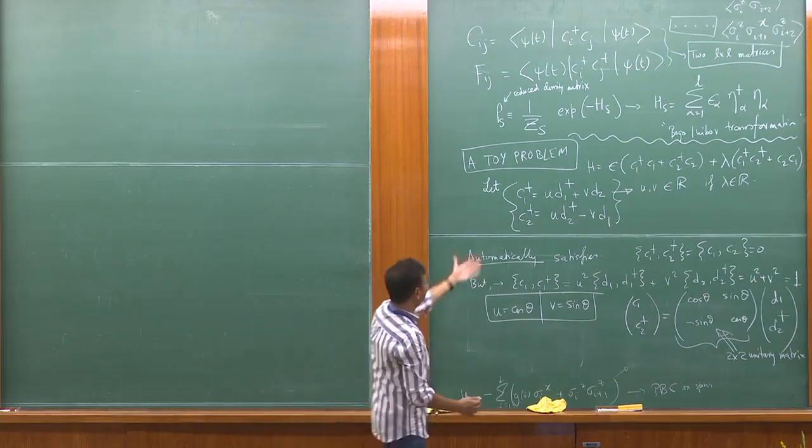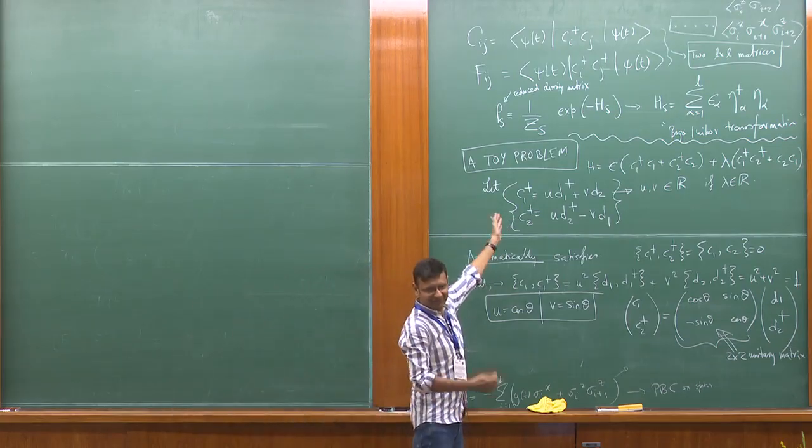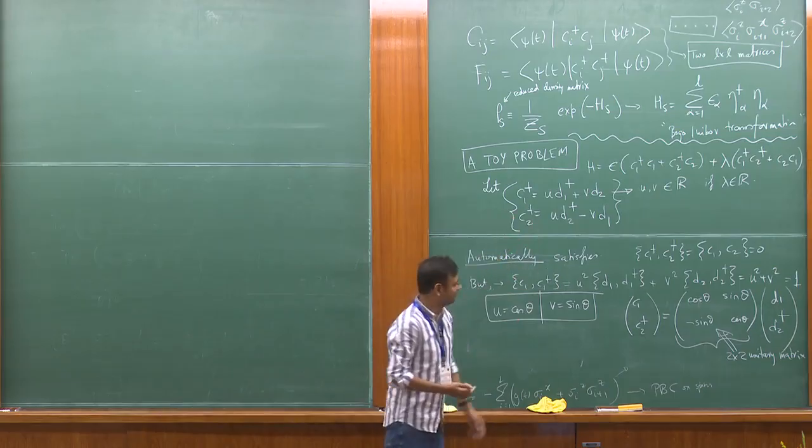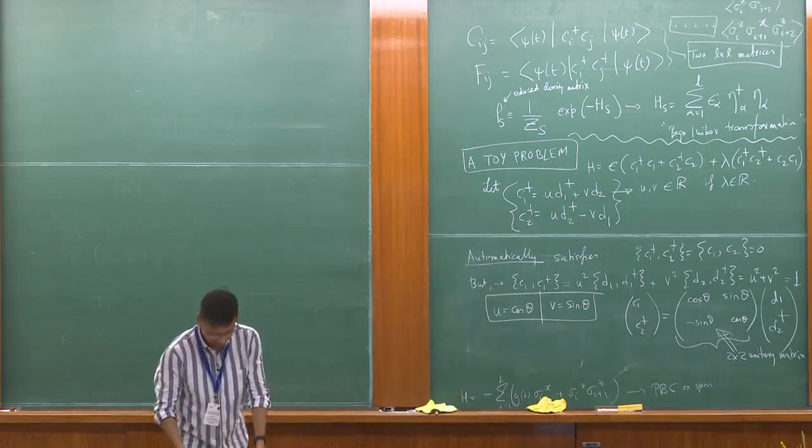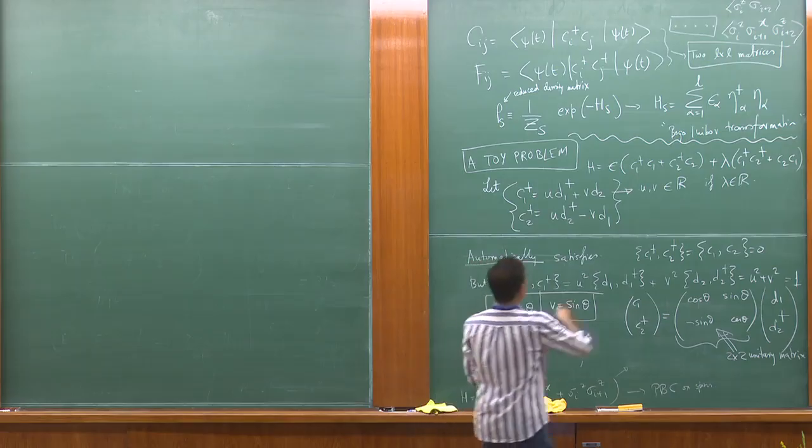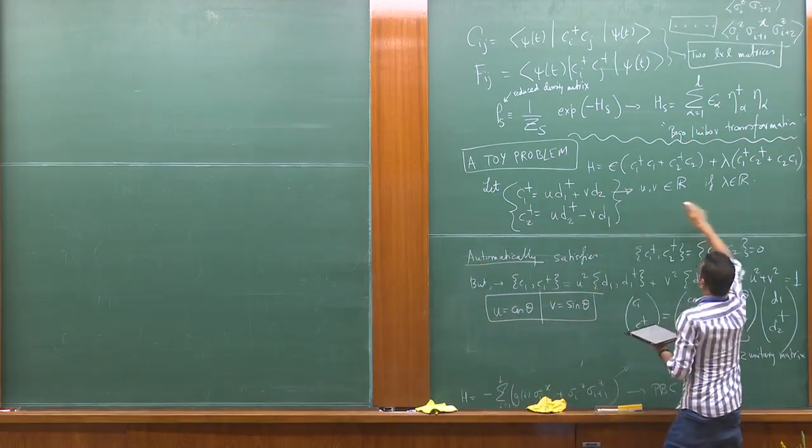So of course, for that, I need to look at the Hamiltonian, right? Because that is what gives me the effective magnetic field, okay? So the Hamiltonian is this, that guy.